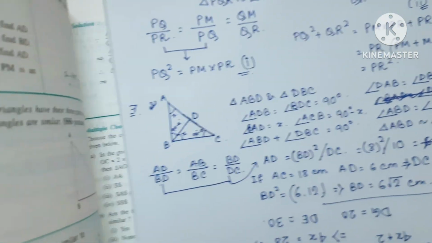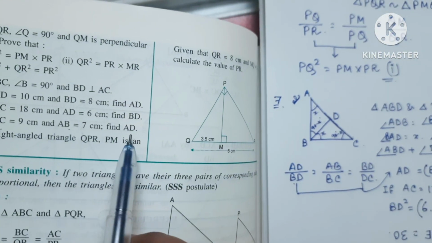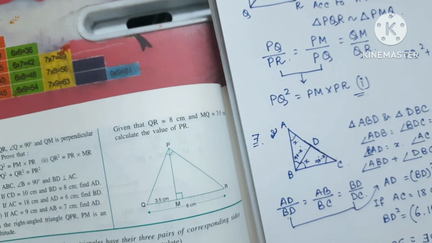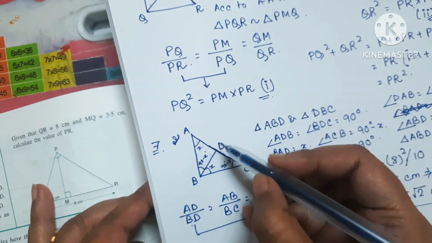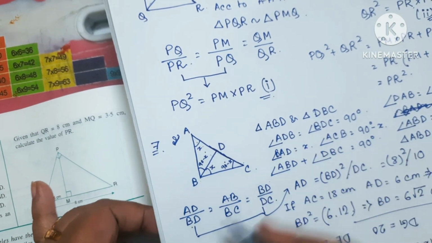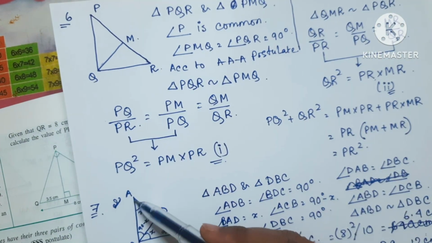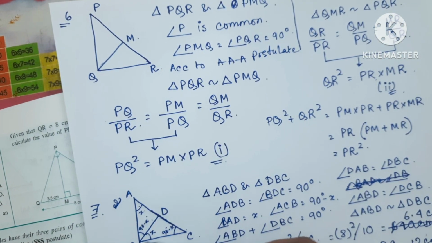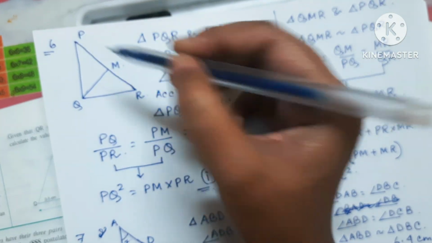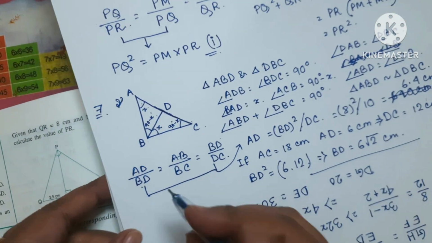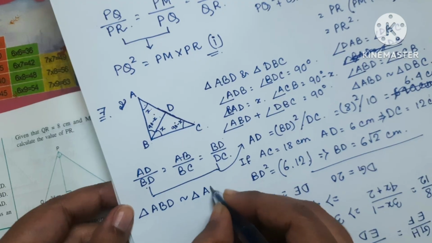Now see the last part. AC and AB are given. You have to find AD. Now in this part, you need to consider two triangles, that is ABD and the bigger one ABC. See, I have already proved in this problem that triangle ABD and the bigger triangle ABC are similar, right? PQM is similar to PQR. Same proof. Okay, same reason you can say triangle ABD is similar to triangle ABC.